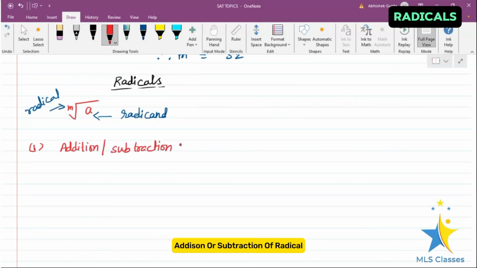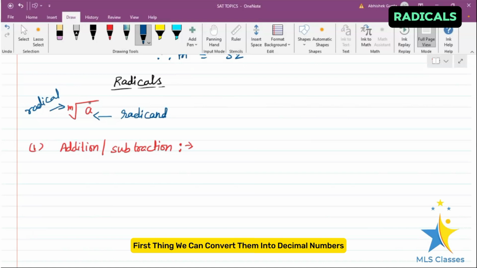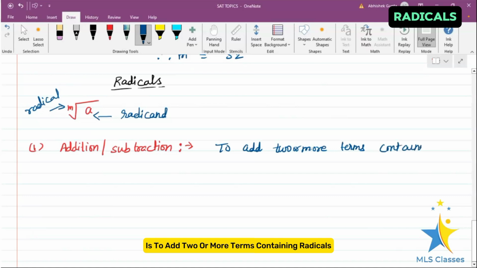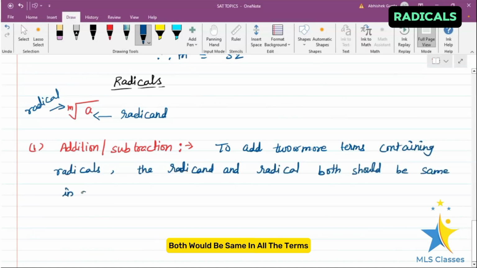Addition or subtraction of radicals. So how can we add or subtract radicals? First, we can convert them into decimal numbers and then add or subtract. But if you see many questions, they only ask for simplified radical form. We have to answer only in simplified radical form. So in those cases, the rule about addition or subtraction of radicals is: to add two or more terms containing radicals, the radicand and radical both must be the same in all the terms.